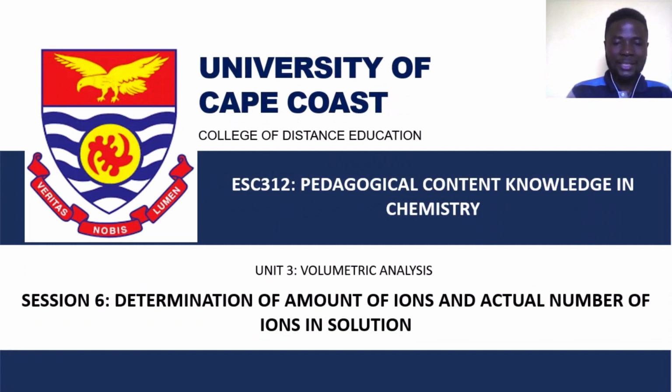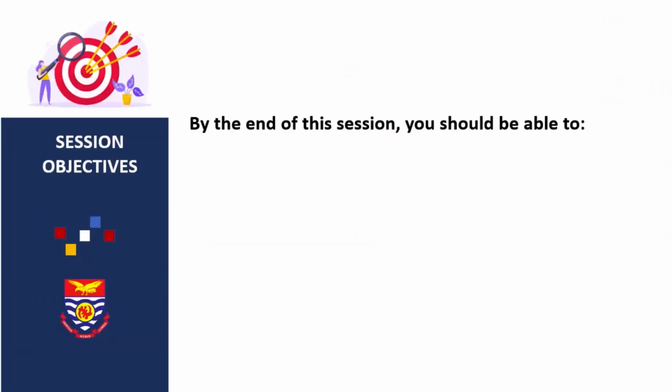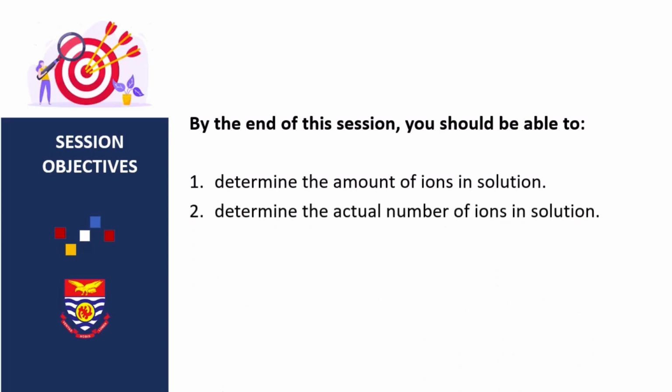It is the last session of Unit 3, and in this session we are going to look at the determination of amount of ions and actual number of ions in a solution. So let's look at the objectives for the session. By the end of this session, you should be able to determine the amount of ions in solution, and determine the actual number of ions in solution.